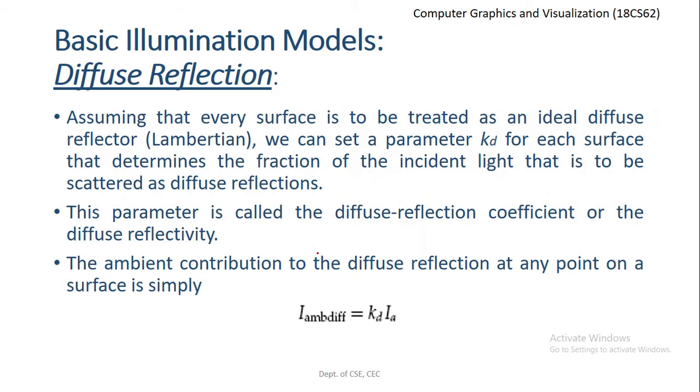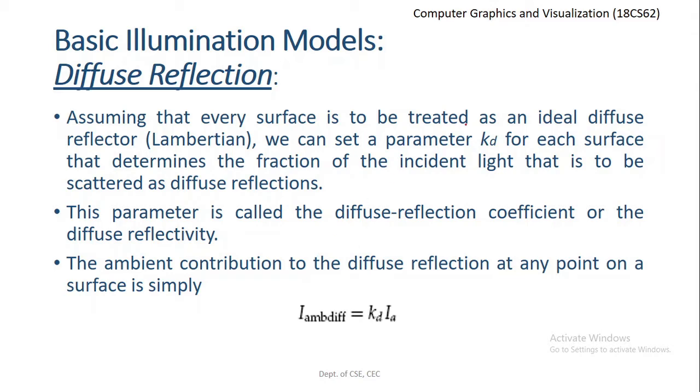Now, assuming that every surface is treated as an ideal diffuse reflector or a Lambertian surface, we set up a parameter kd, which is called the diffuse reflection coefficient, for each surface that determines the fraction of the incident light that is to be scattered as diffuse reflections.